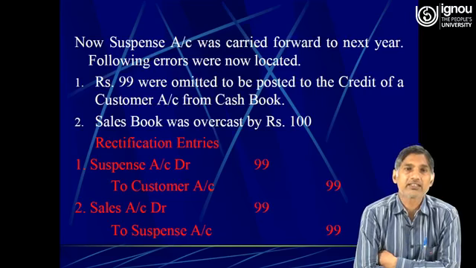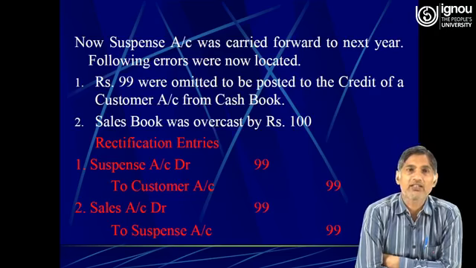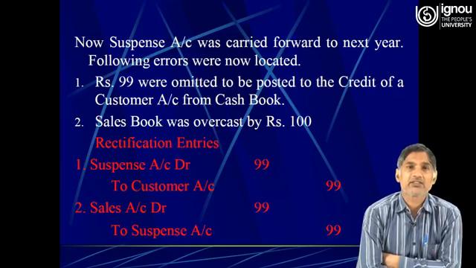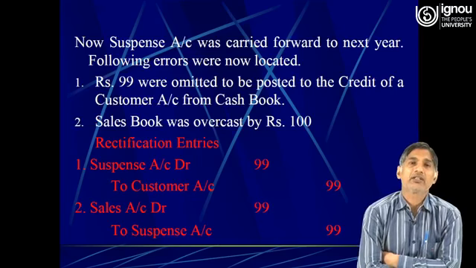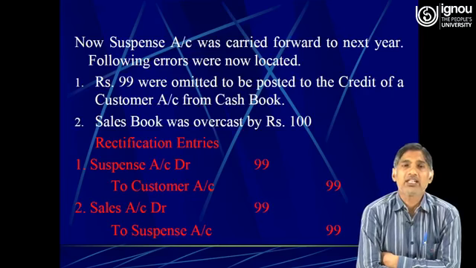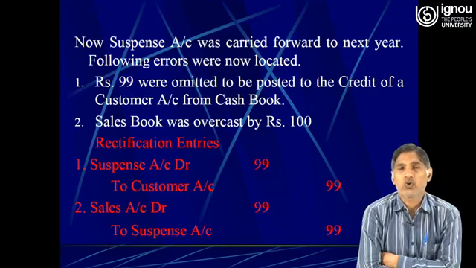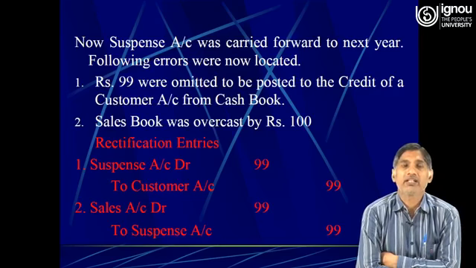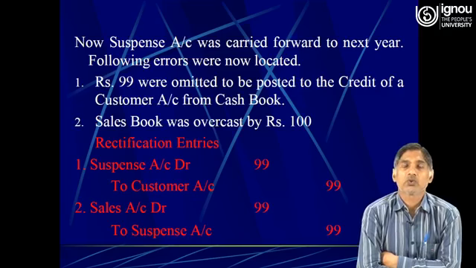Then the sales book was overcast by rupees 100. So here the sales book was overcast by rupees 100. So here the amount would be sales account debit to suspense rupees 99, because when we make the journal entry for sales, we generally make the entry cash account debit to sales or customer account debit to sales. So there is a credit balance of sales.